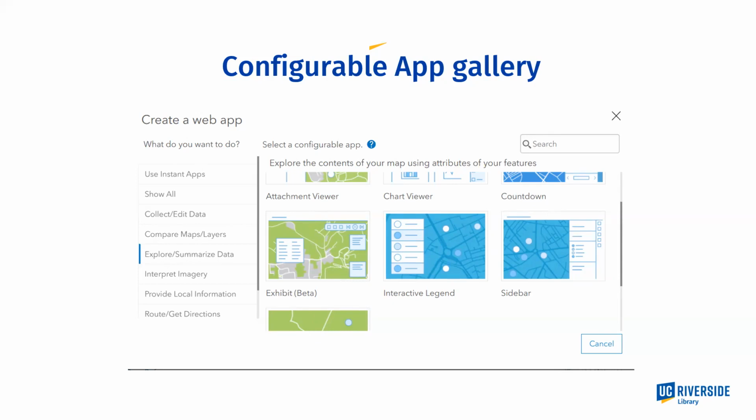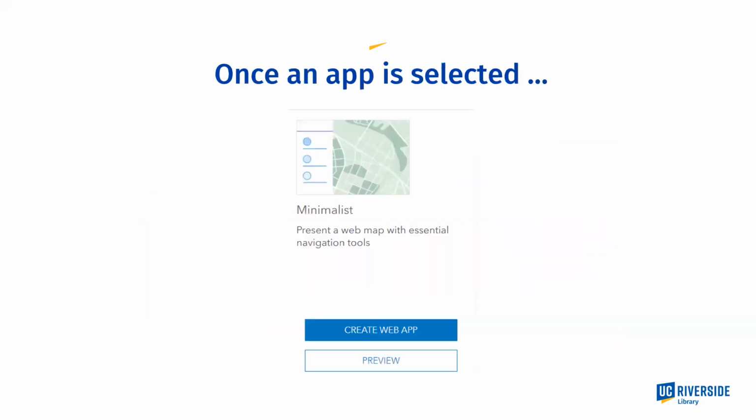You have to kind of have in mind what you would like to do. Although, honestly, I think there are some repeats. So an app that shows up here might also show up in another category or two. But that's the basic idea on how you would go about picking a configurable app. And then once an app is selected, you do, again, get a chance to preview. What does that look like with my map as it currently exists? And then you have a button that you can use to just go ahead and create the web app itself.